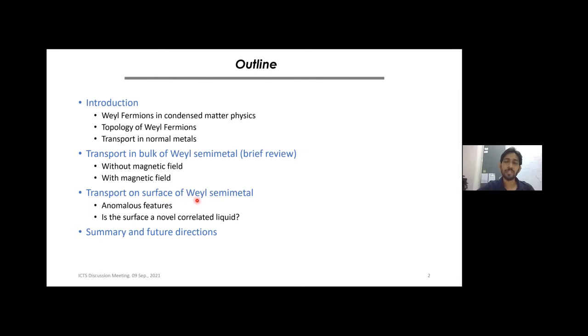transport on the surface of such materials, which is what I've been working on together with my collaborator in the last couple of years. And I will show you how the surface also has some anomalous features, which I believe have been missed so far. And this will lead us to an interesting question where I will suggest that perhaps the surface of a Weyl semimetal is a novel correlated liquid. And then I'll finally conclude with a summary and hint at some future ideas that one could pursue.